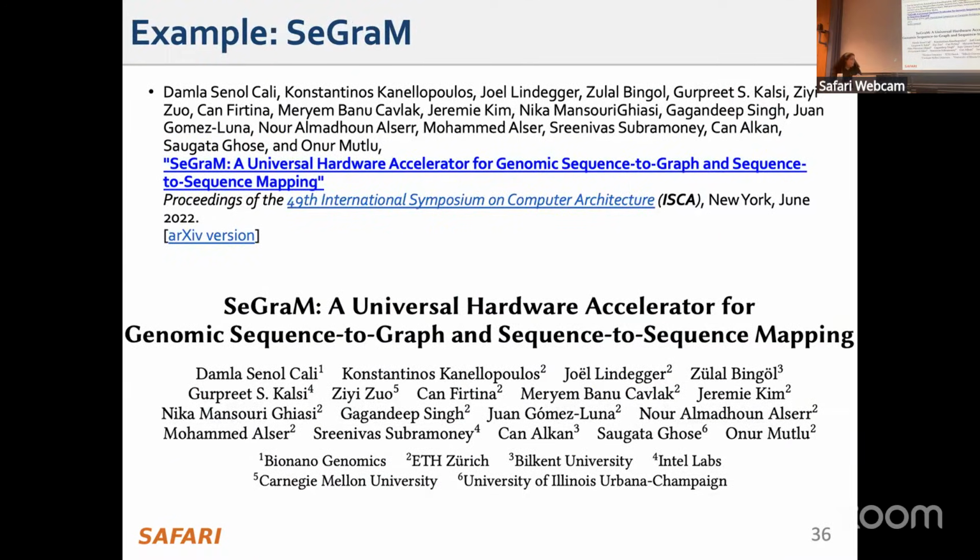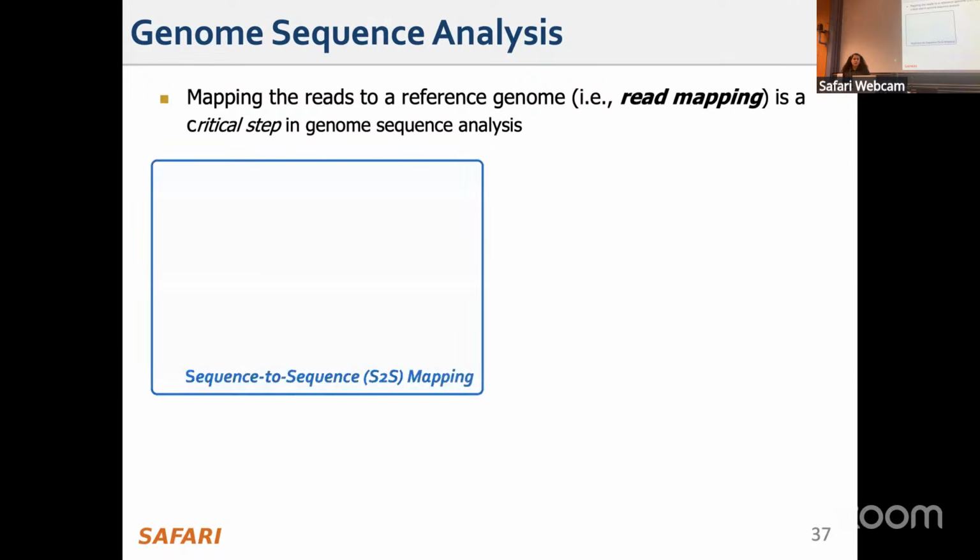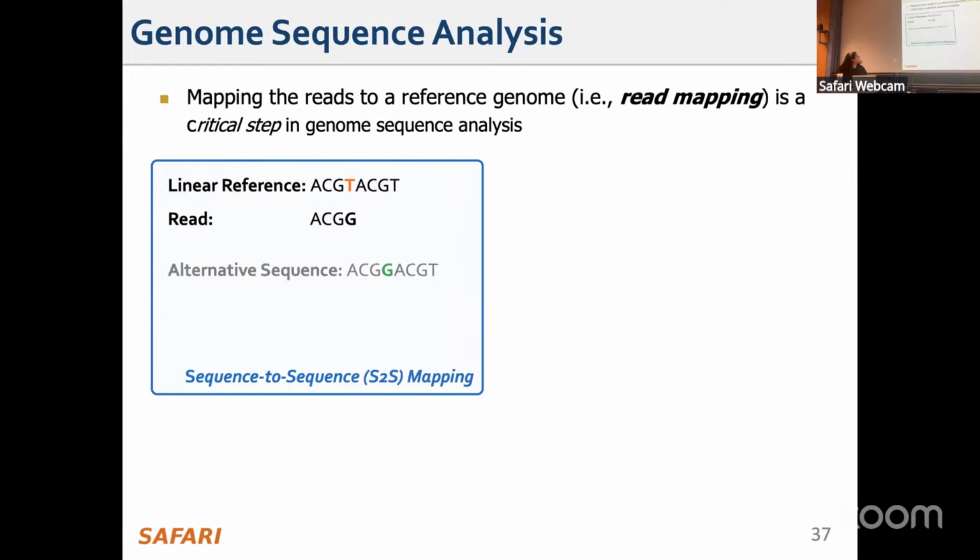Another high-level example I want to give you is SegRAM, a universal hardware accelerator for genome sequence-to-graph and sequence-to-sequence mapping. We have talked about read mapping in my earlier slide, and its importance in many genome sequence analysis applications. So we would have a linear reference genome. This is a tiny difference, as you can see, but I'm just showing it as an example. If you have different reads, then we can find the similarities and differences between the read and the reference genome.